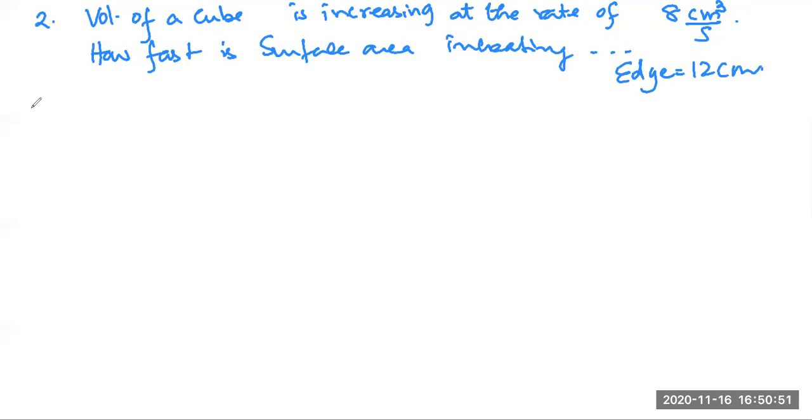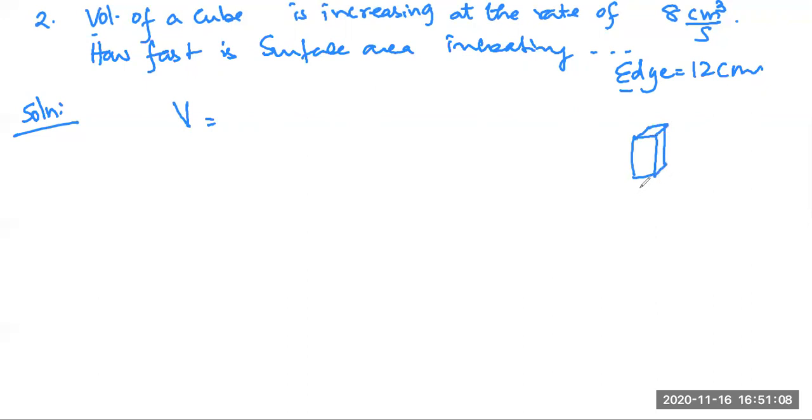So first, as I said, we need to have the formula. What is the formula? Volume of a cube. So V is equal to, we assume the edge, we know the cube is something like that.